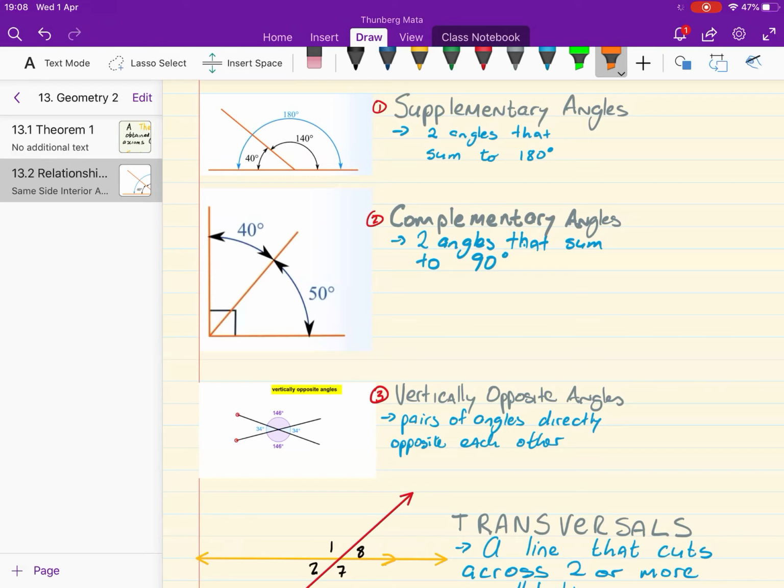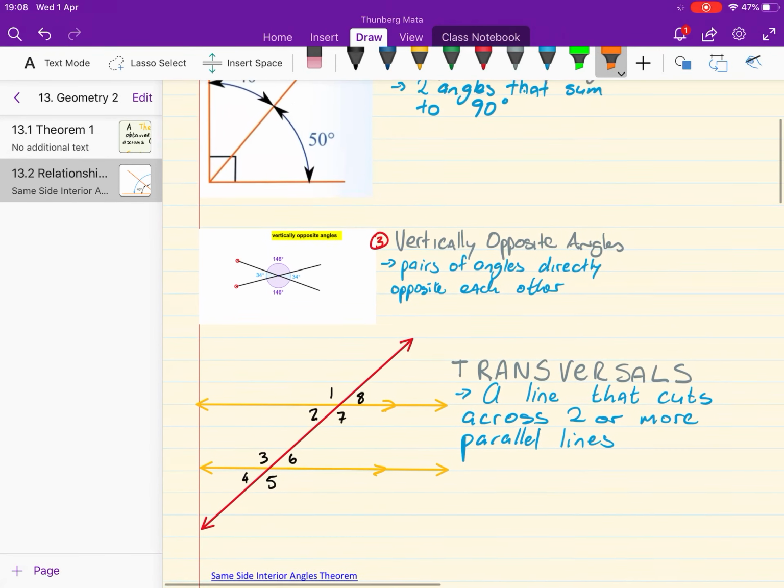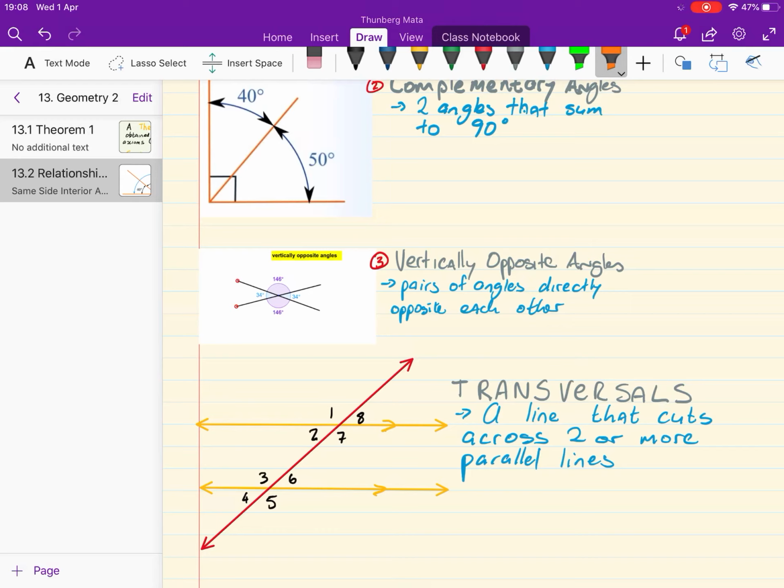A complementary angle is similar to that in that we know that when both of them are combined, they make a right angle, which is 90 degrees. So those are two angles that sum to 90. We've also met vertically opposite angles from our first theorem, where we learned that pairs of angles directly opposite one another are equal in measure.